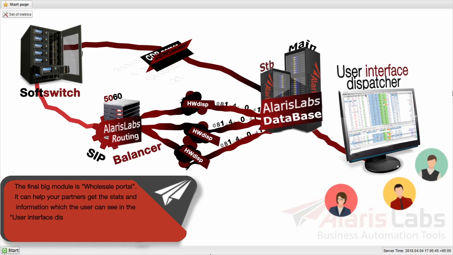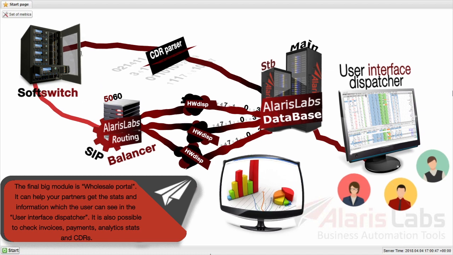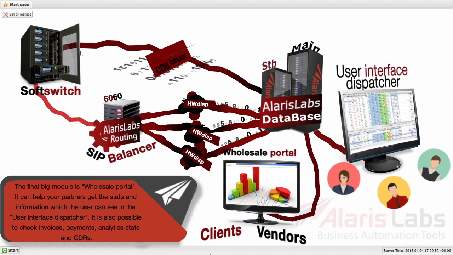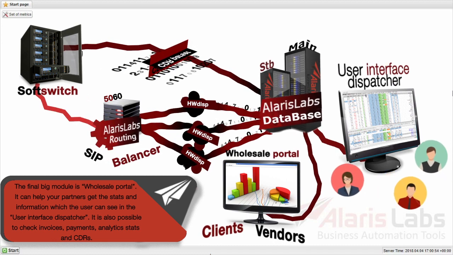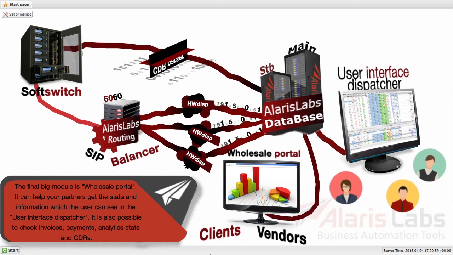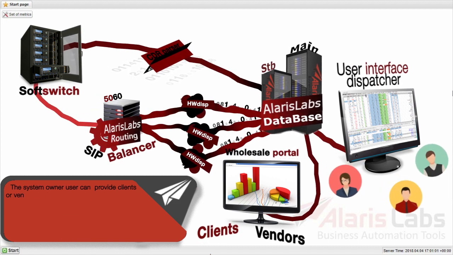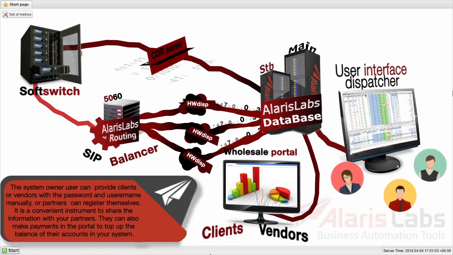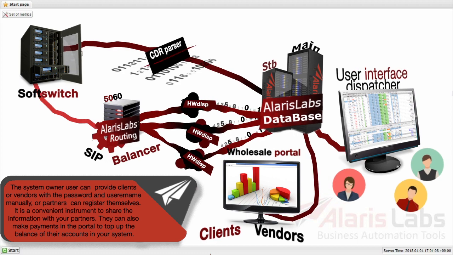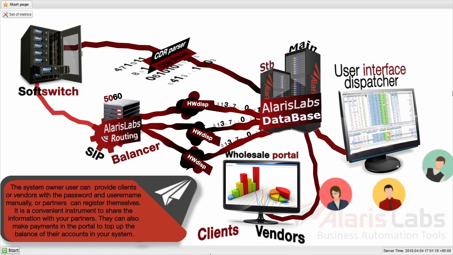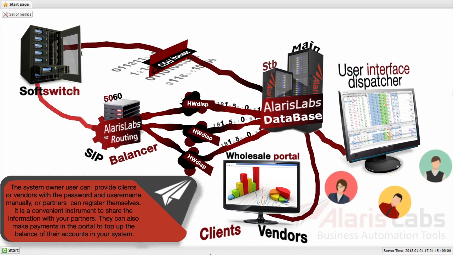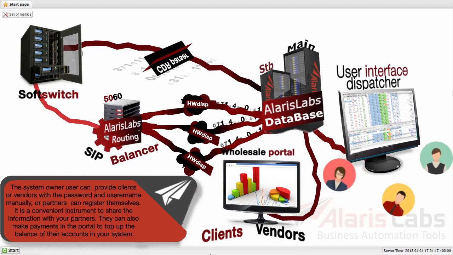The final big module is the Wholesale Portal. It can help your partners get the stats and information which the user can see in the user interface dispatcher. It is also possible to check invoices, payments, analytics stats and CDRs. The system owner can provide clients or vendors with the password and username manually, or partners can register themselves. It is a convenient instrument to share the information with your partners. They can also make payments in the portal to top up the balance of their accounts in your system.